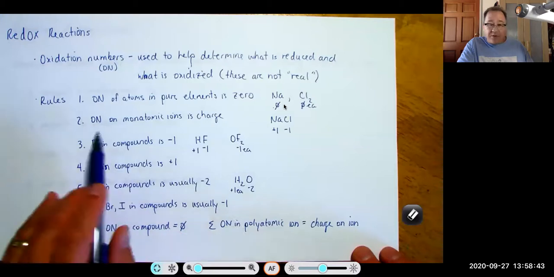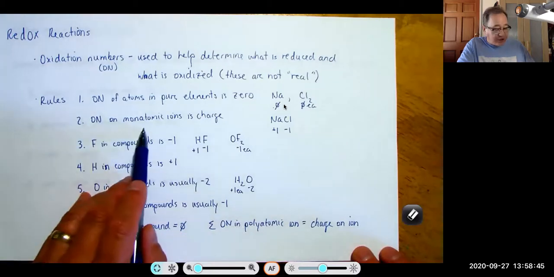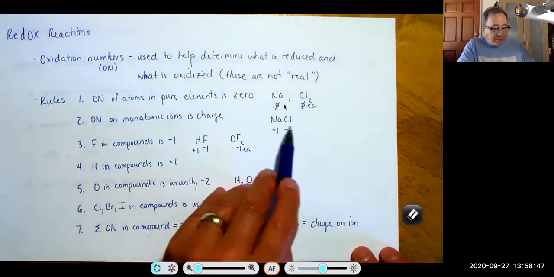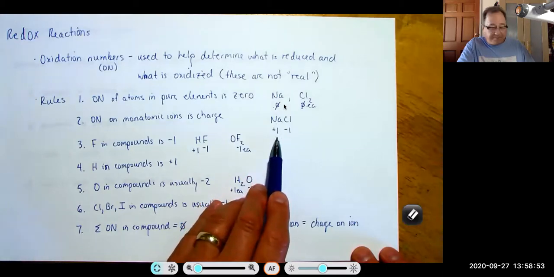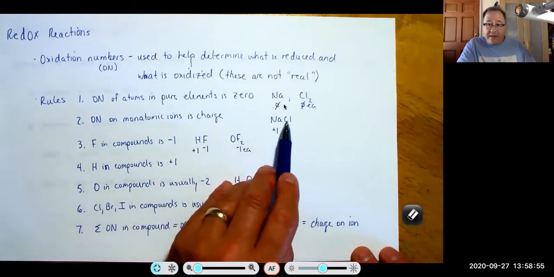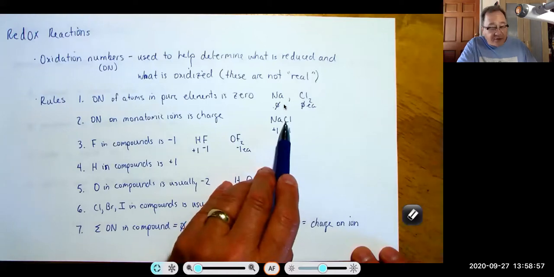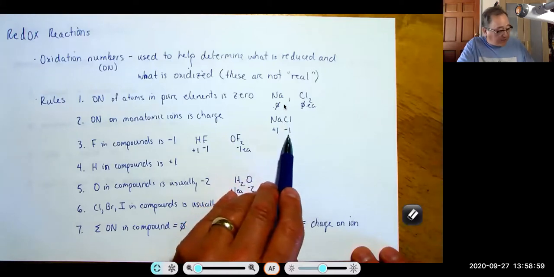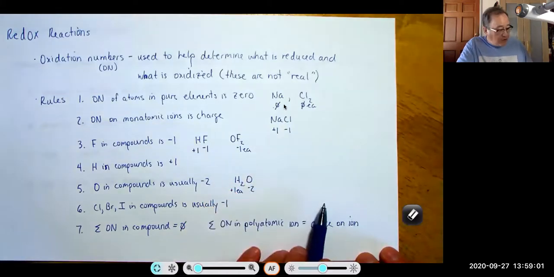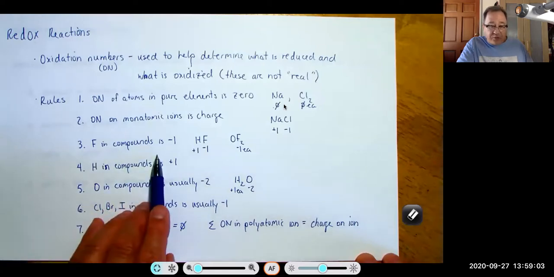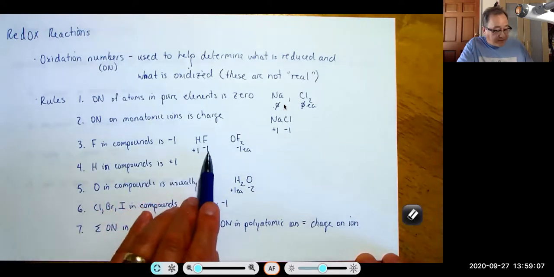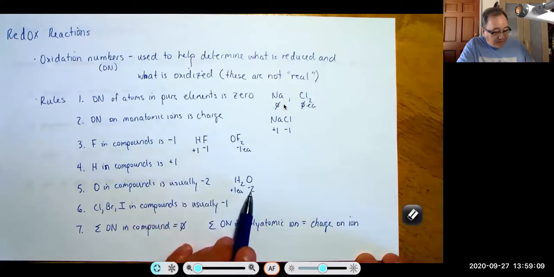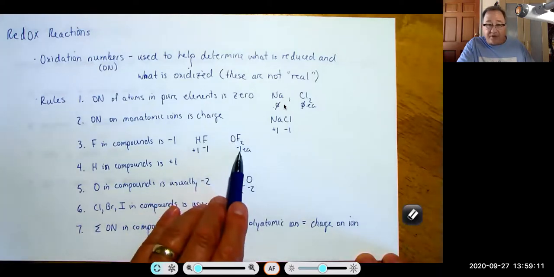The oxidation number on monoatomic ions is the charge. So in sodium chloride, sodium is a monoatomic ion with a charge of +1, so its oxidation number is +1. Chlorine has a charge of -1, so its oxidation number is -1. Fluorine in compounds is -1. So if we have HF, the fluorine is a -1. If we have OF2, the fluorine is a -1 each.